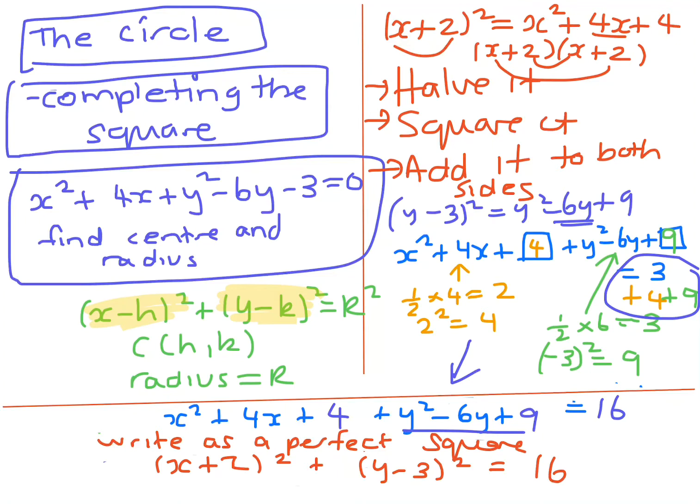So now looking at this, you can now get your centre. Your centre is (minus 2, 3). The x value is the opposite sign, so it's minus 2, and the y value, the opposite sign, is 3. And the radius is the square root of the 16. So the radius is equal to the square root of 16, which is 4.